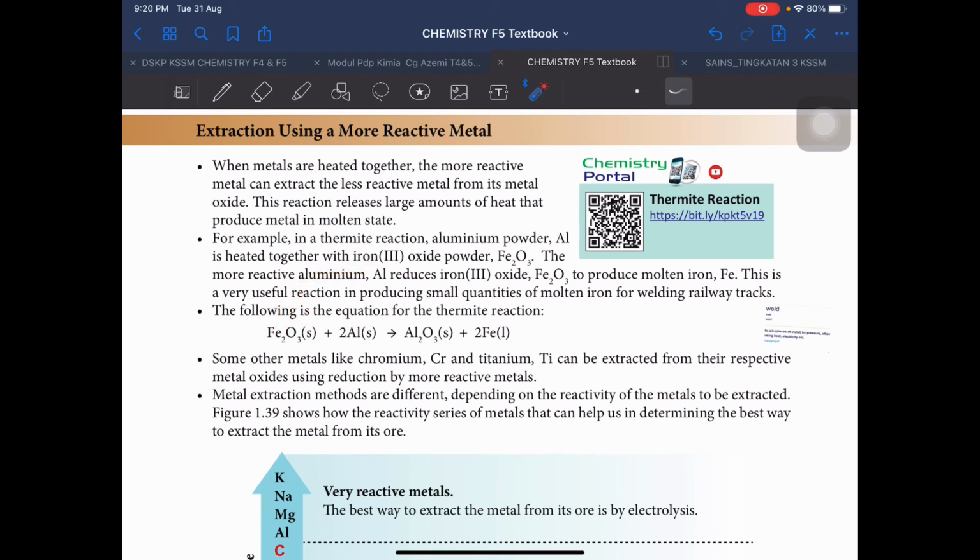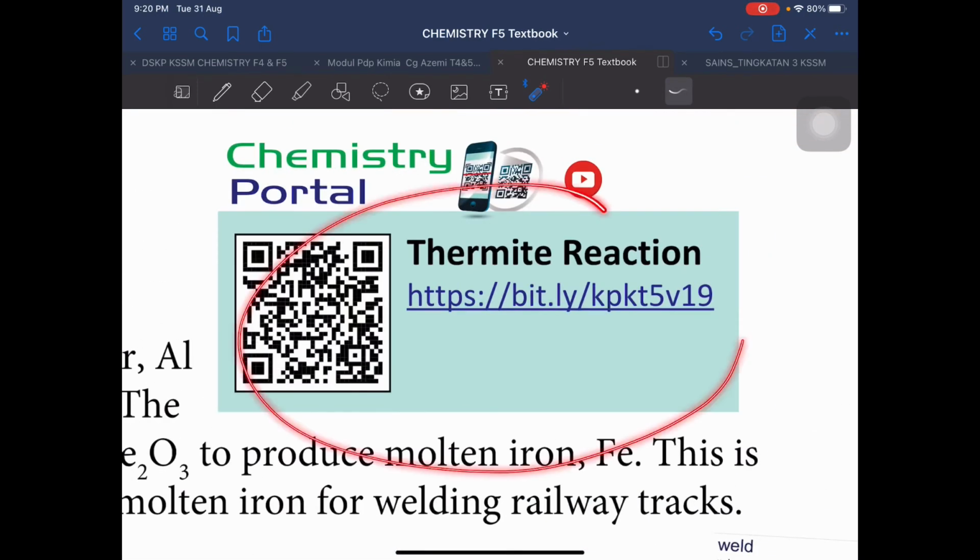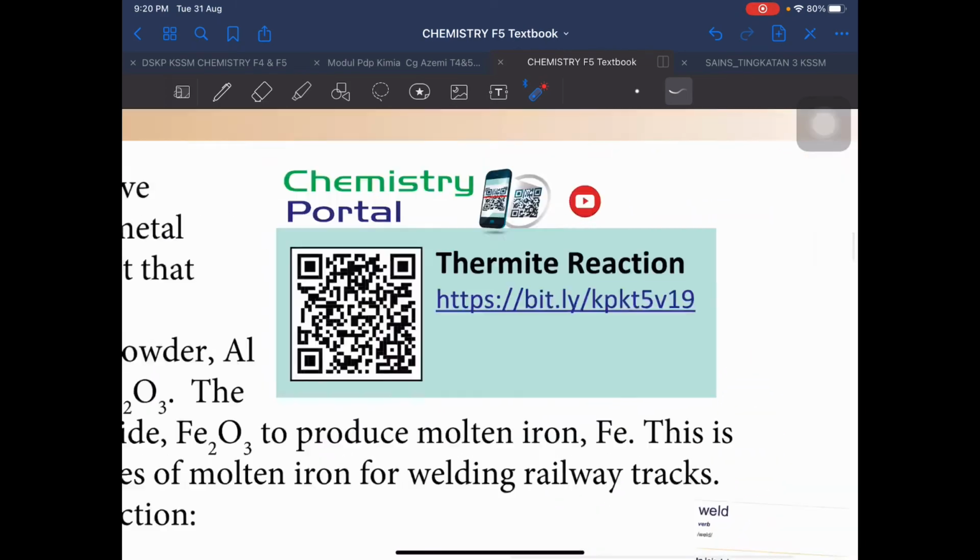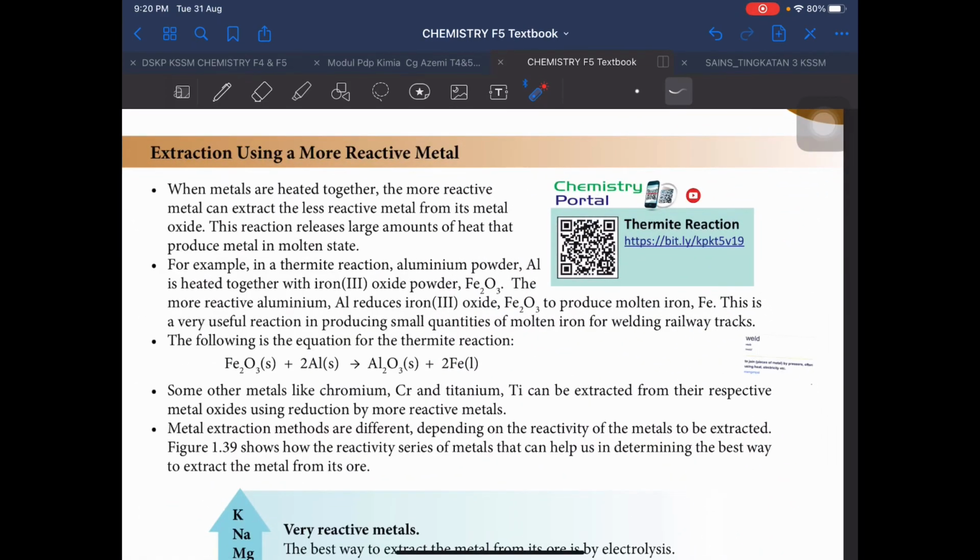Okay, termite. Apa maksud termite? Termite maksudnya you want to produce extraction of metal. Okay, you have to watch this one. Termite reaction. Ada guna dia tu. Apa kegunaan itu termite? We look at the point first. The more reactive aluminium ini, as I have told you just now, reduces iron 3 oxide to produce molten iron. This is a very useful reaction in producing small quantities of molten iron for welding railway tracks. Okay, so that's what termite reaction for.